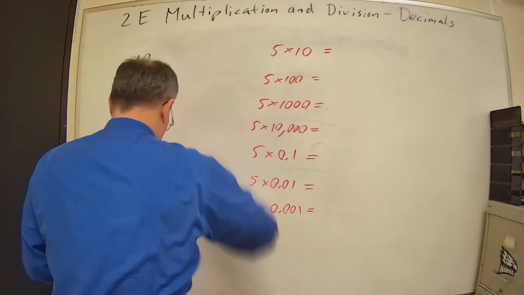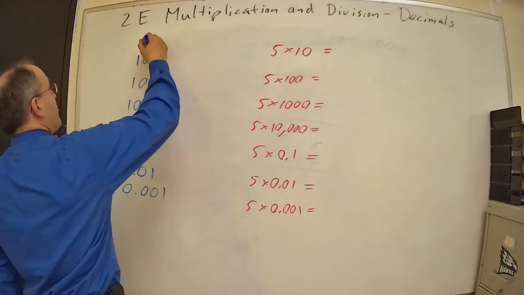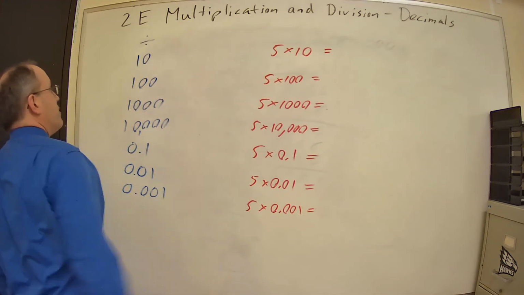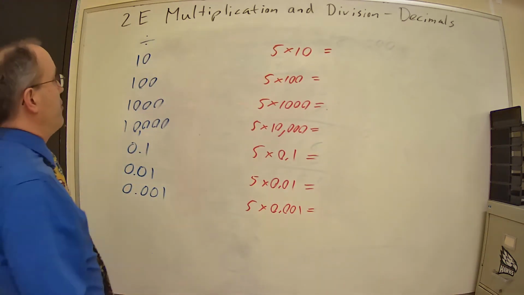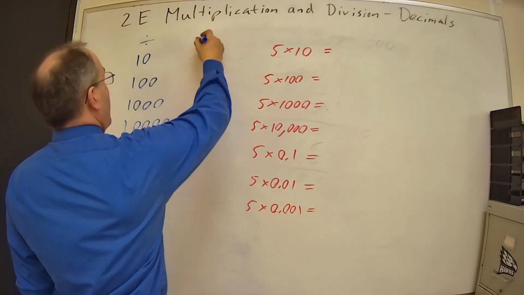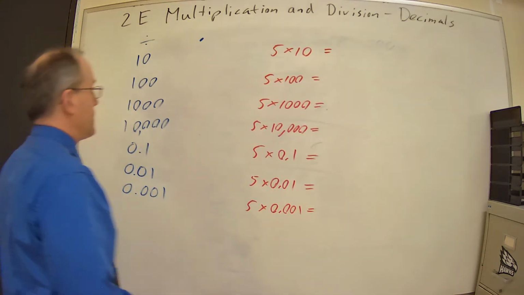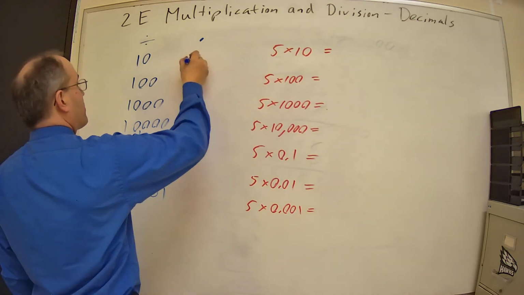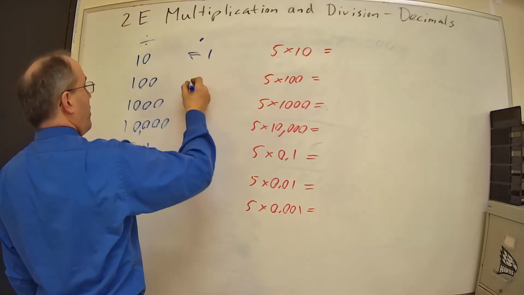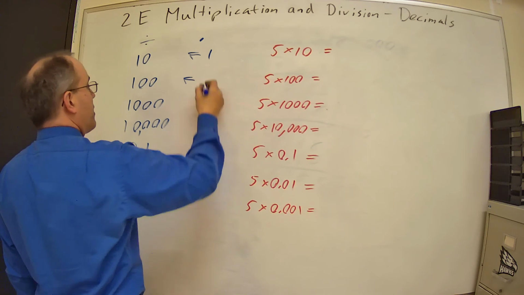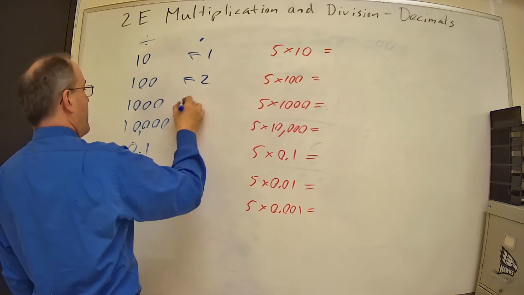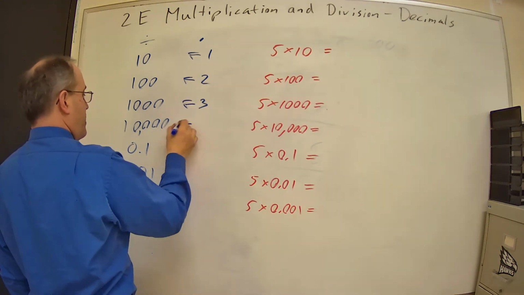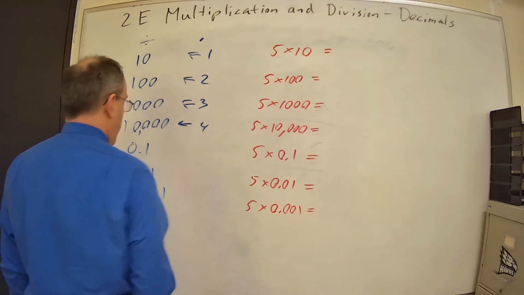Get rid of those, and say, okay, if we divide by these values, what happens to that decimal point? If we're dividing by 10, then it's going to move it to the left by 1. Dividing by 100, move it to the left by 2. Dividing by 1,000, move it to the left by 3. By 10,000, move it to the left by 4.